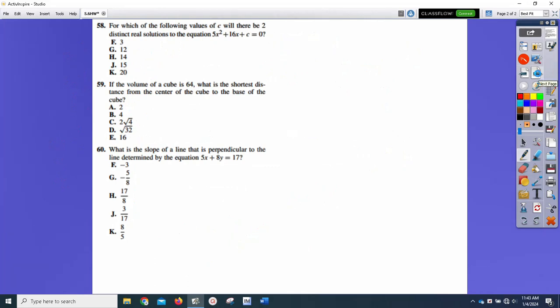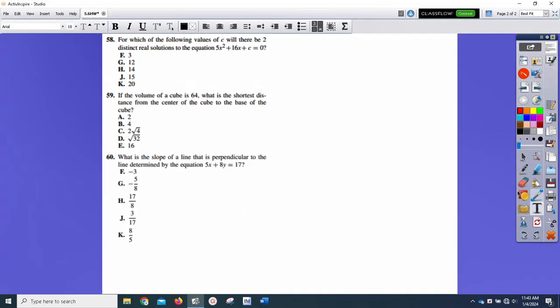58. For which of the following values of C will there be two distinct real solutions to the equation 5x squared plus 16x plus C equals 0? So this is for a handful of children who actually remember what the discriminant is. Discriminant is b squared minus 4ac.